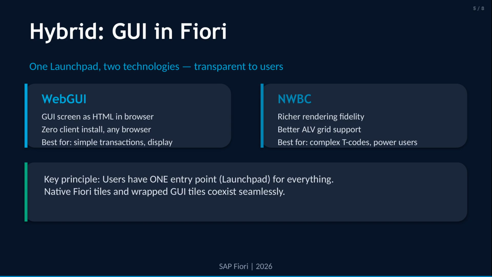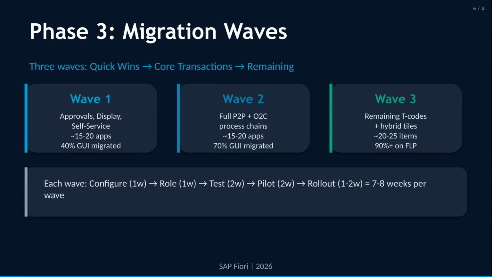shell. The key principle is this: users should have one UI, the Fiori Launchpad, for everything. Native Fiori apps and wrapped GUI transactions coexist on the same Launchpad. Users do not need to know or care which technology runs behind each tile. This eliminates the two systems problem and makes the transition smoother during the transition period.